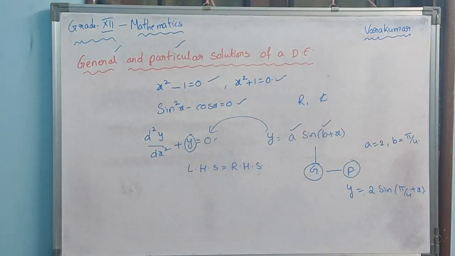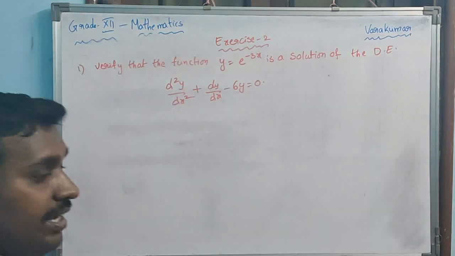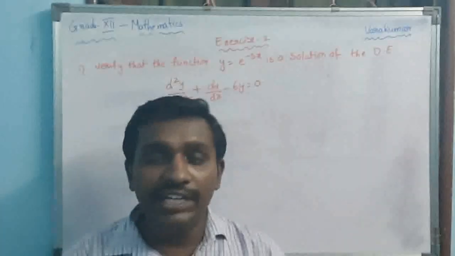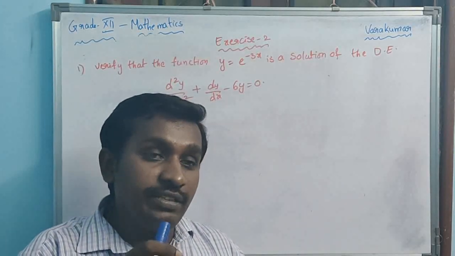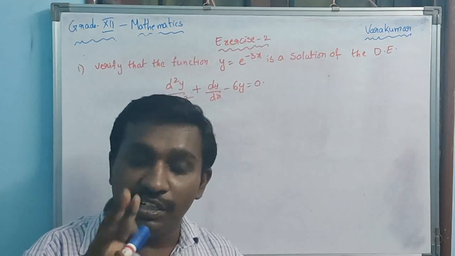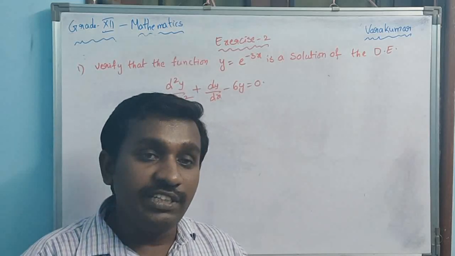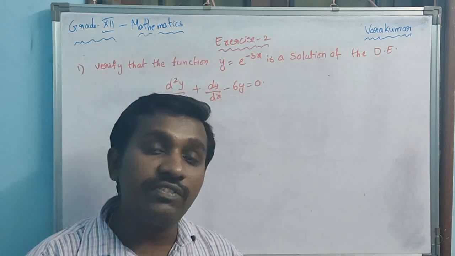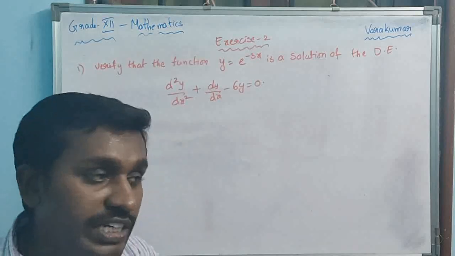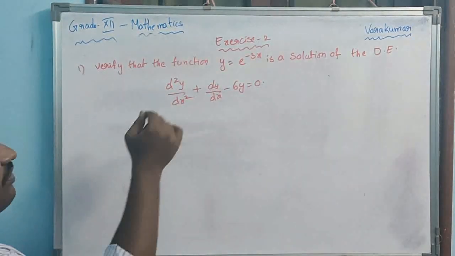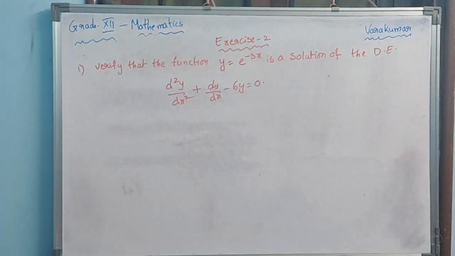Let us solve some examples, then we can understand elaborately. Now we are in Exercise 2 from the NCERT. Exercise 1 is the order and degree of the differential equation. Exercise 2: check whether the given function is the solution of the given differential equation or not. Exercise 3: how to frame differential equations. From Exercise 4 onwards: how to solve different types of differential equations. Now Exercise 2 says: verify that the given function y is equal to e power minus 3x is a solution of the given differential equation or not.